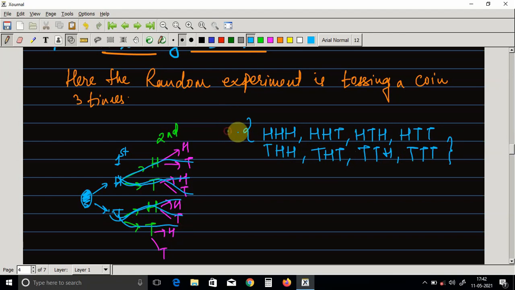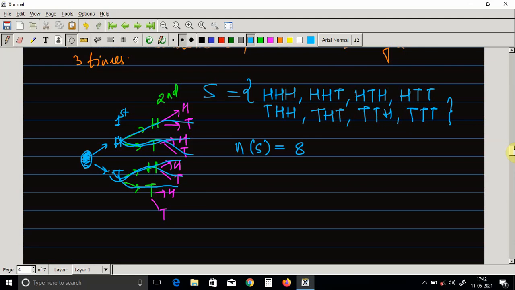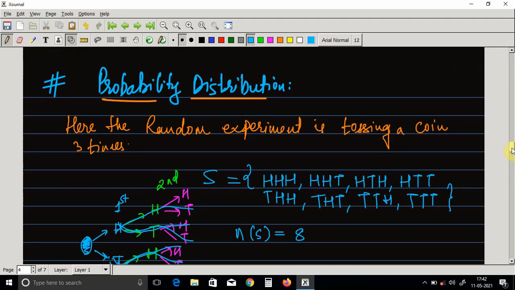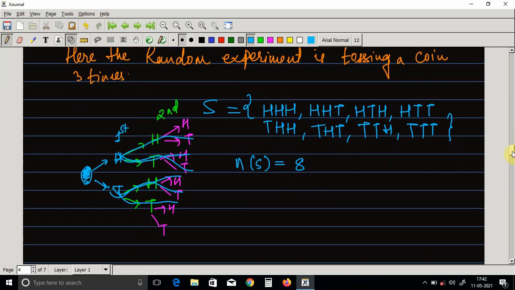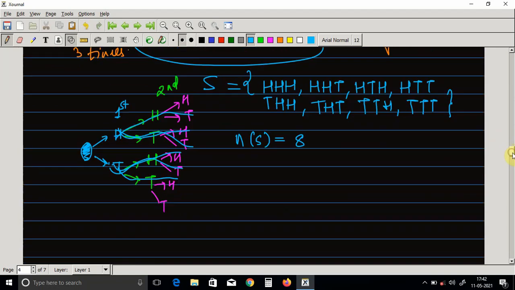And we know that this set is called the sample space. So what is N of S here? N of S is the number of elements in my sample space, the total number of outcomes. So 8 possible outcomes are there. Now after writing the sample space for this random experiment, it is very clear that this is a random experiment and the outcomes are written in front of you.